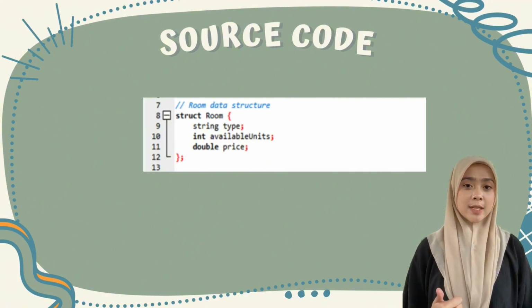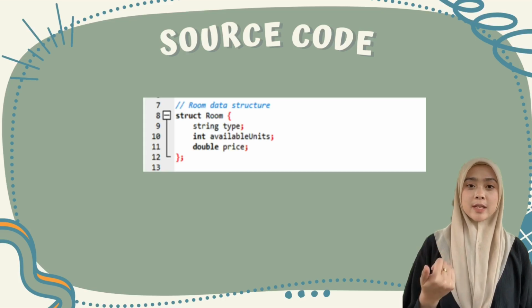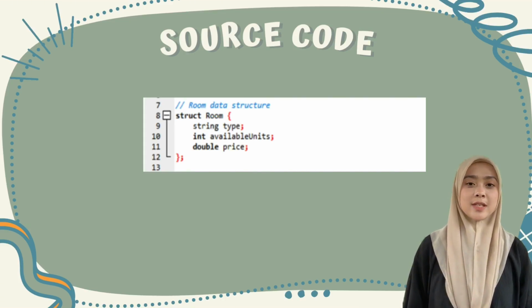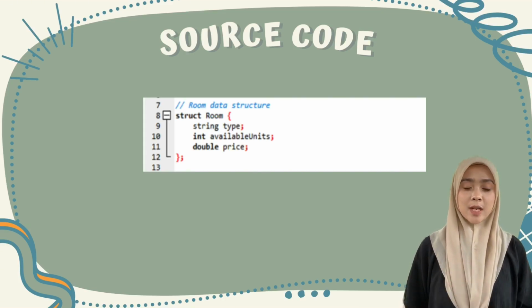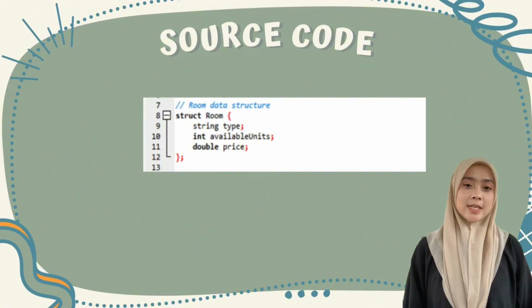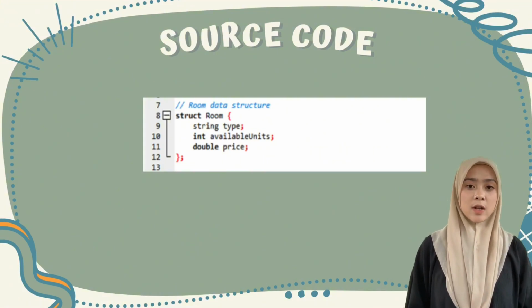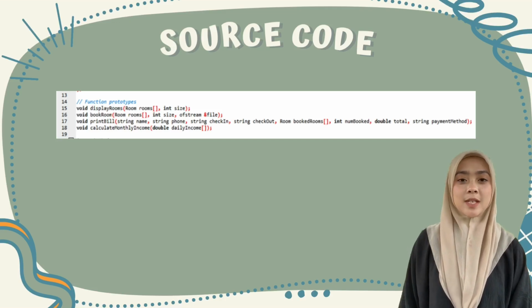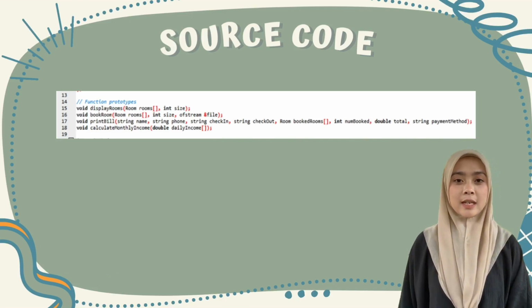Type for the room category, for example, Super Deluxe. 2. Available units to track how many rooms are left. And the last one is price to specify the cost per night for that room. We declare function prototypes here to make the code modular and easier to read.